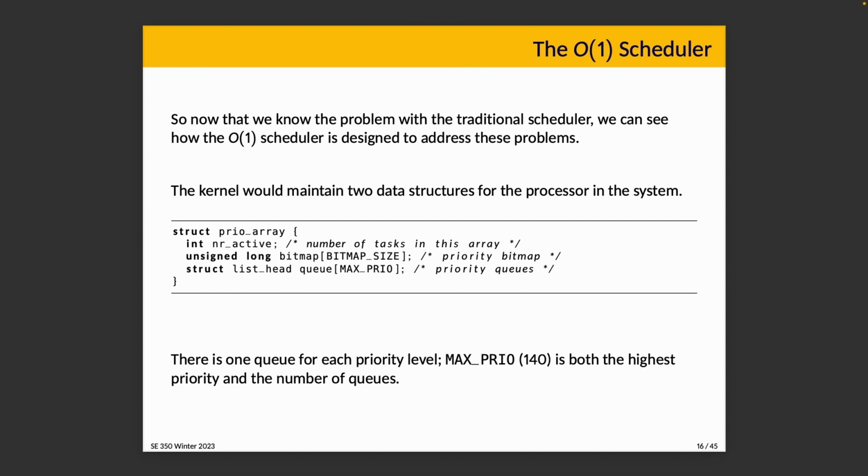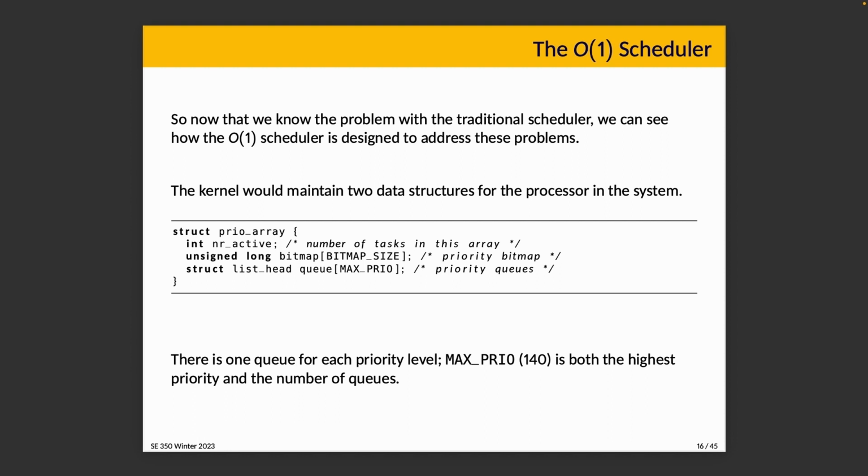The constant time scheduler has two data structures for the processor in each system. The important stuff to know is we have a struct here. I don't think it's actually implemented like this, but use this as illustrative to get an understanding of it. We have a structure called priority array, and it has an integer property in it that contains the number of tasks, so threads, in this array. We have a bitmap, which represents the priority, and then we have struct list head of a queue, and this is the priority queues. So max prio is 140. It's the highest priority number, and it's also the number of queues.